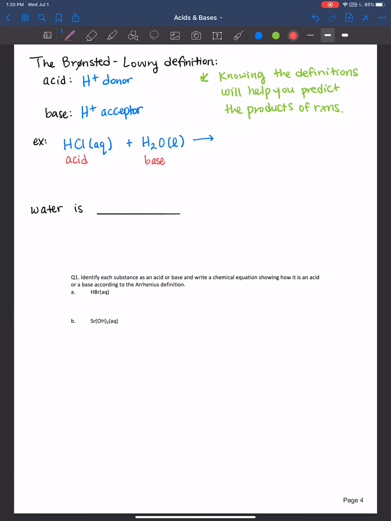So I can already write one of my products here. It's chlorine, but it lost a proton, and a proton has what charge? A positive charge. So this chlorine ends up having what charge? Negative. If HCl was neutral overall, you've lost a positive, then you end up with a negative. And that's one of the halides, the chloride anion.